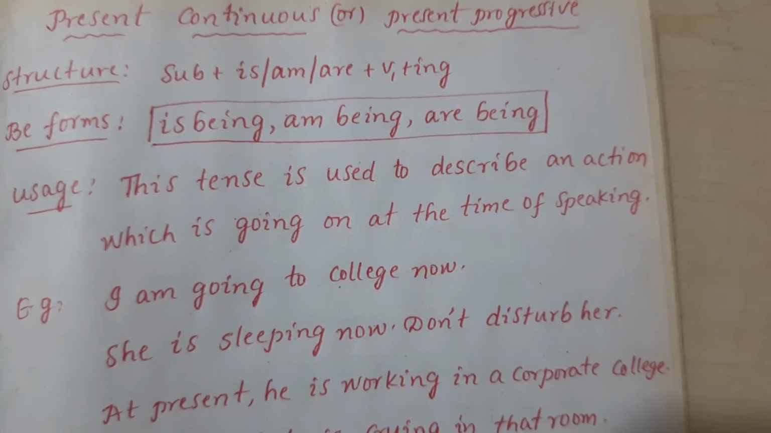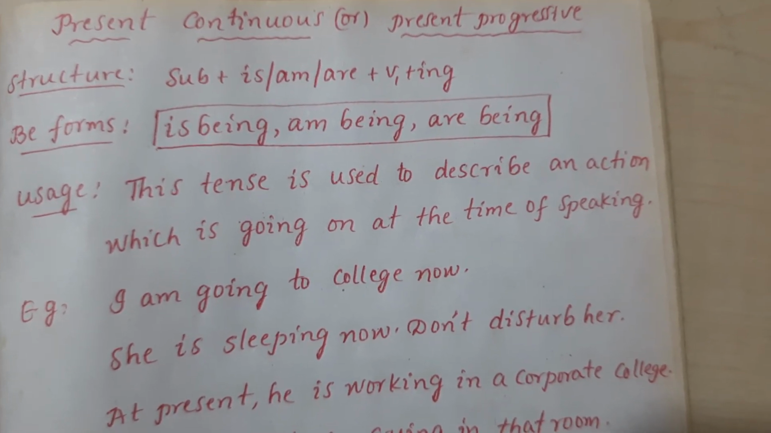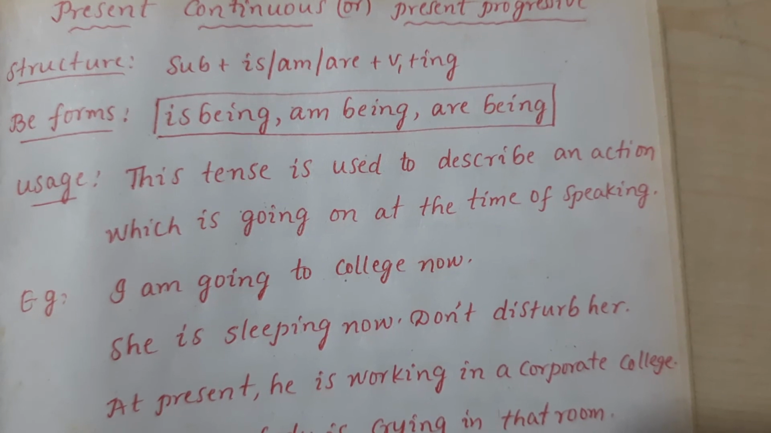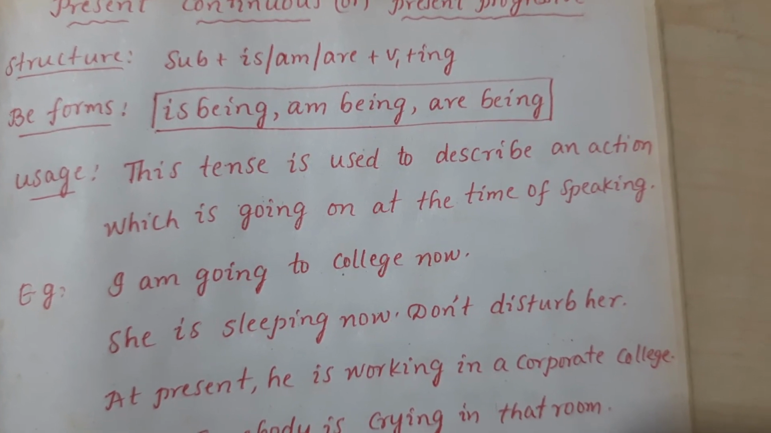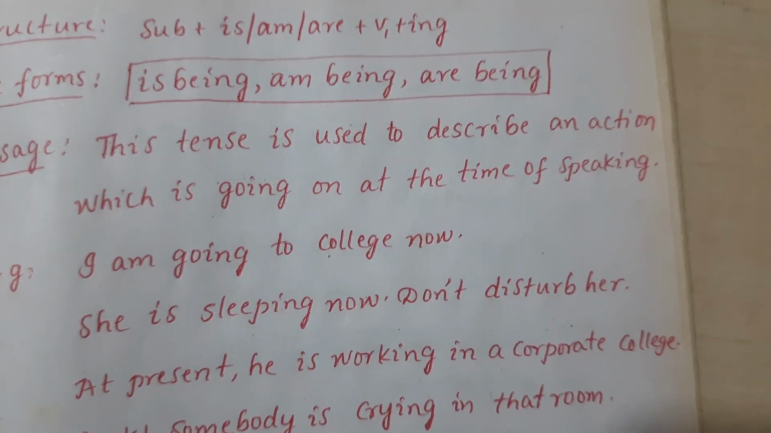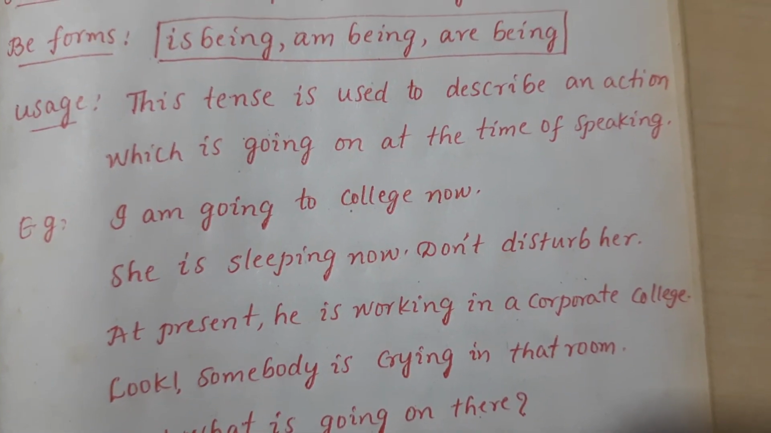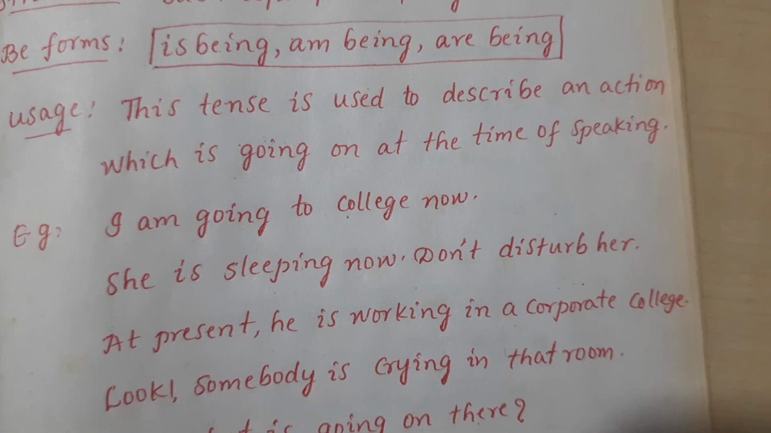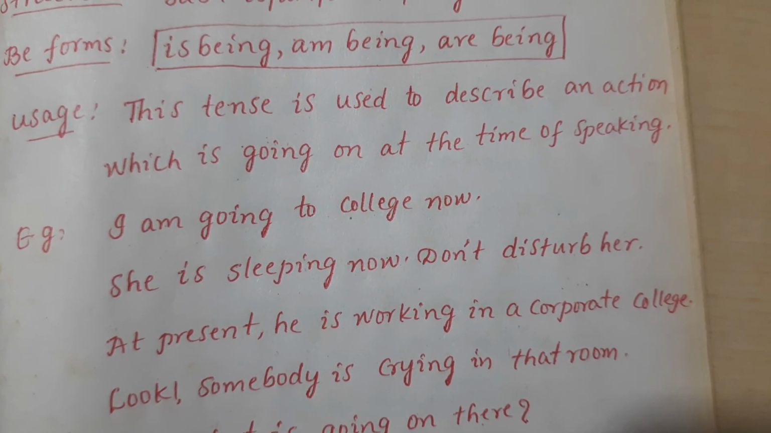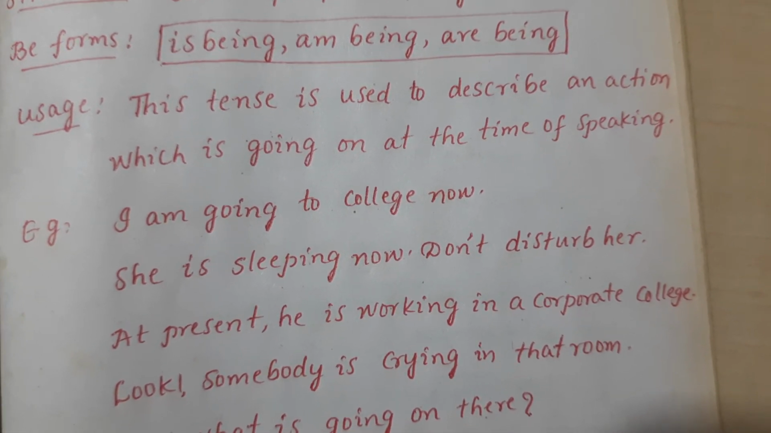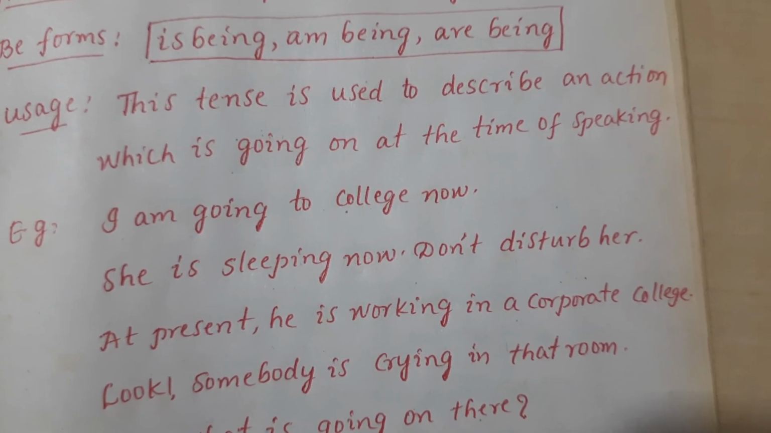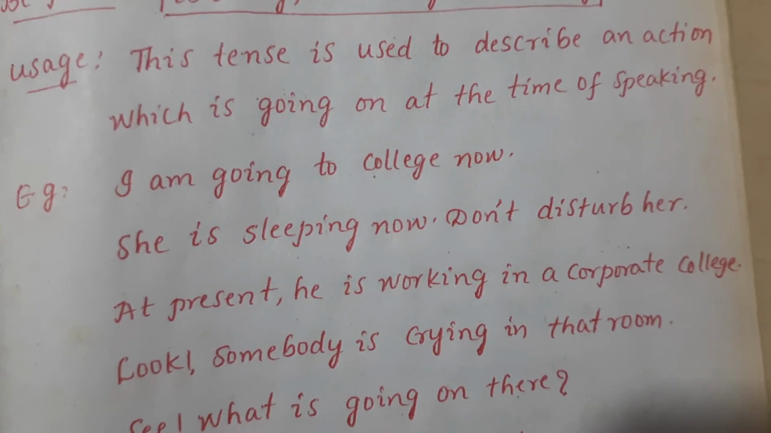The definition of this tense: this tense is used to describe an action which is going on at the time of speaking. Example, I'm going to college now. The action is going on now. Action is not completed. Action is not a regular action. The action is going on at the time of speaking.